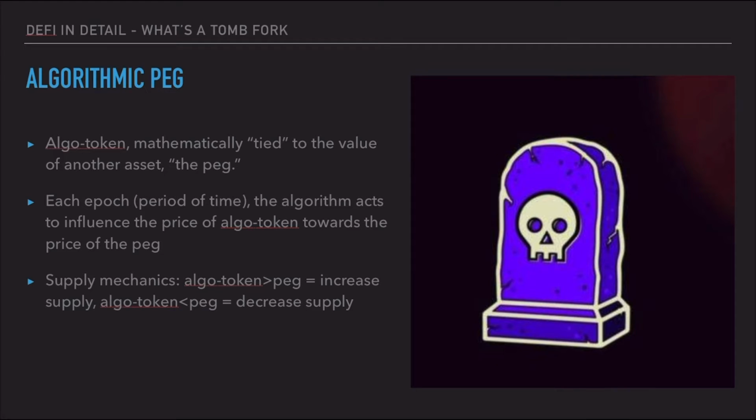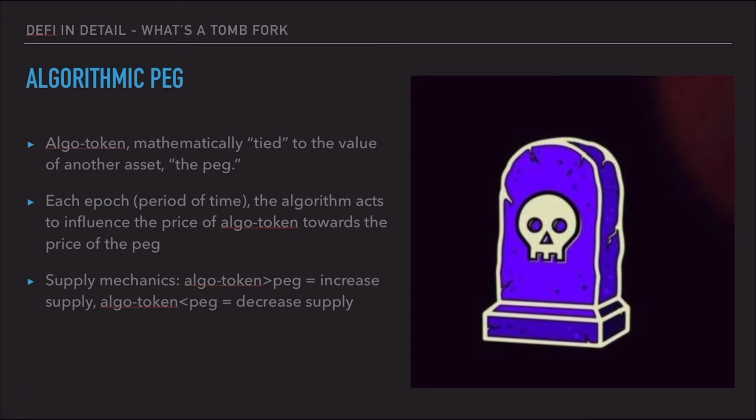So each epoch, the algorithm is going to act to influence the price of the algo token towards the price of the peg. So this algorithmically pegged token has a set of instructions that are going to be executed in order to pressure its price towards the price of its peg. The algorithm wants the algo token to be valued equal or as close to the peg as possible.